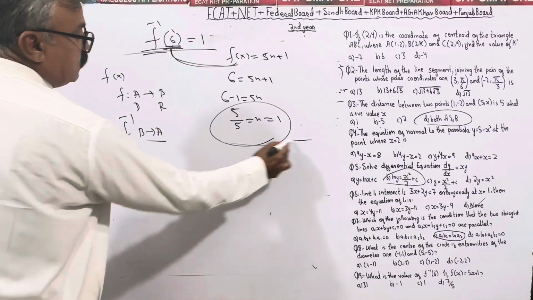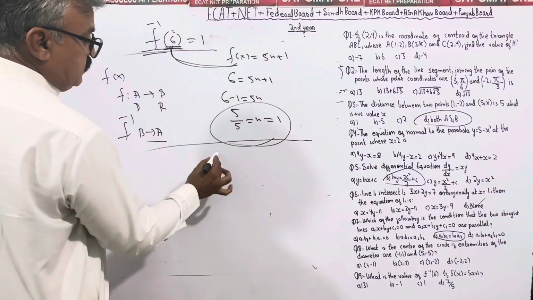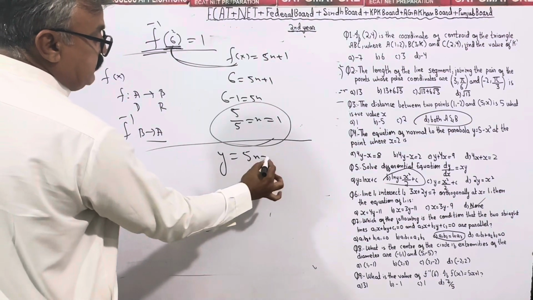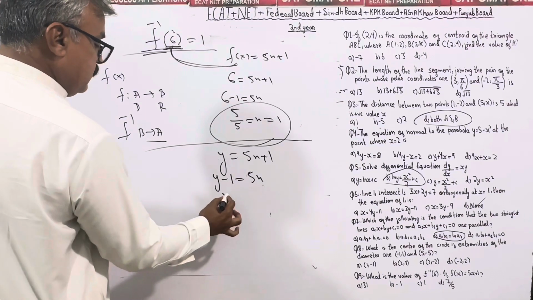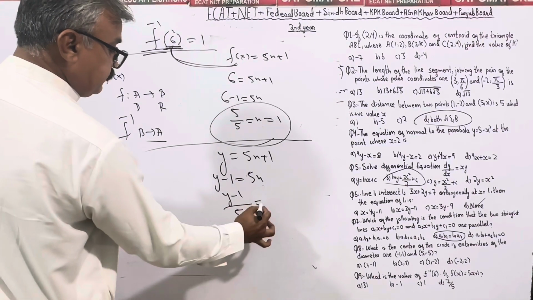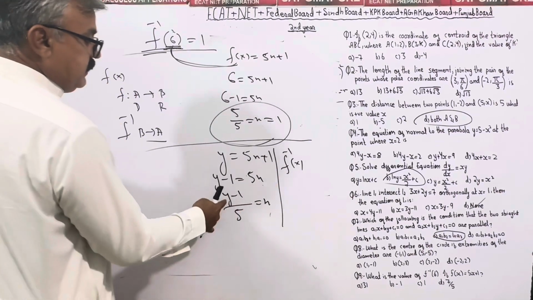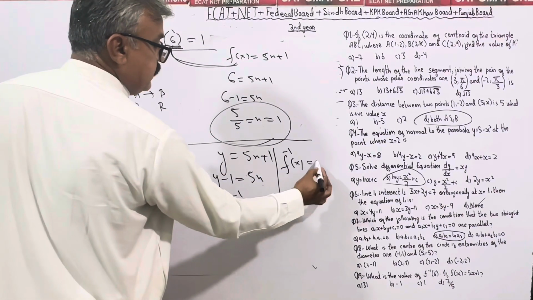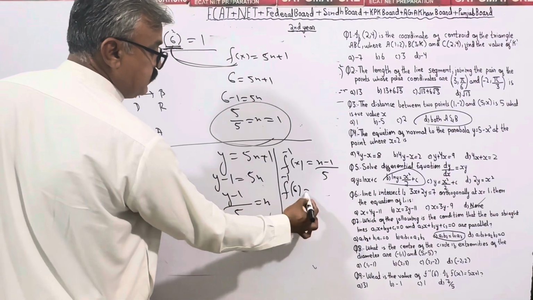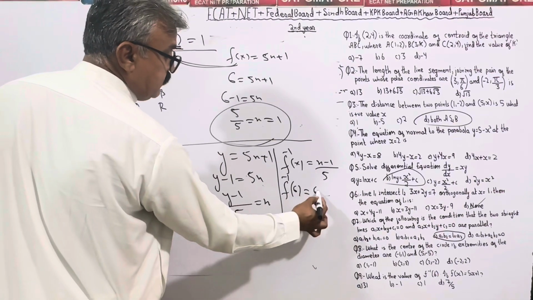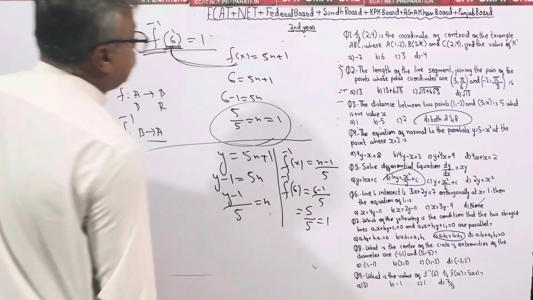Let's verify by the orthodox, simple traditional method. Find its inverse. f of x means y is equal to 5x plus 1. Solve for x. y minus 1 is equal to 5x. So (y minus 1) over 5 is the value of x. So our inverse is given by changing the dummy variable y to x, that is (x minus 1) over 5. We are asked to find f inverse of 6, so instead of x, (6 minus 1) over 5, 5 over 5 is equal to 1.